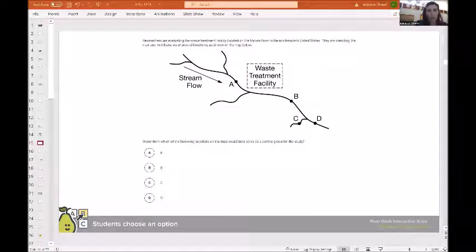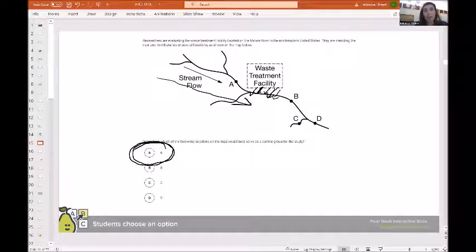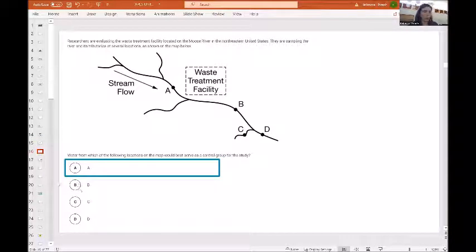All right, so most of you guys are thinking it's going to be A. So again, water is flowing this way. So this is kind of what we looked at with that oxygen sag curve. We want to know what the effect of discharge from this waste treatment facility is going to do after it's there in the water. So what we need is a point at which we know there's likely no discharge into that portion of the stream. And since stream flow is going this way, A would be a really good candidate for the control group. So if you said A, you were correct.